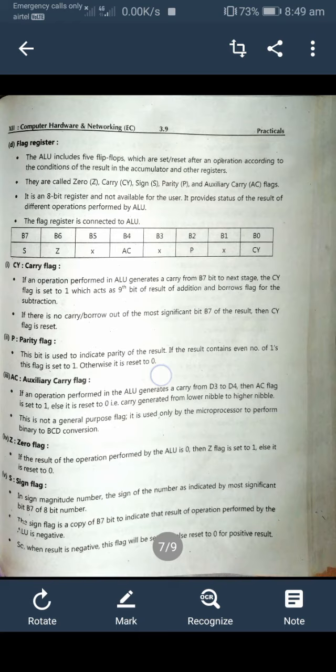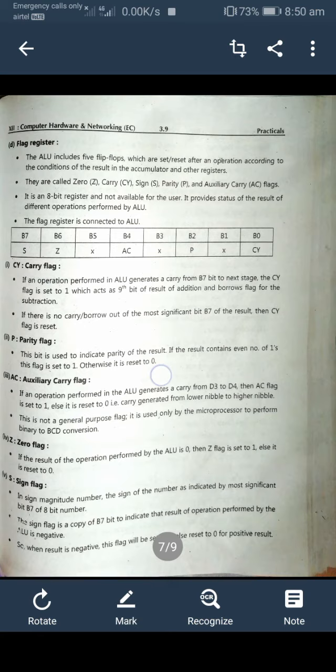CY carry flag. If an operation performed in the ALU generates a carry from the B7 bit to the next stage, the CY flag is set to 1, which acts as the ninth bit of the result of addition, and as a borrow flag for subtraction. If there is no carry or borrow out of the most significant bit B7 of the result, then the CY flag is reset.